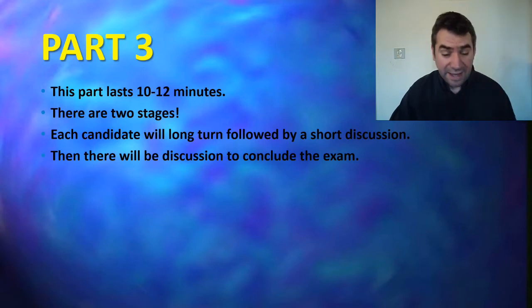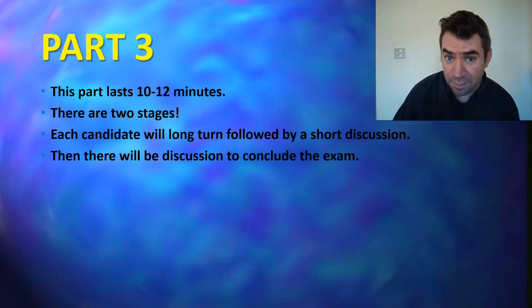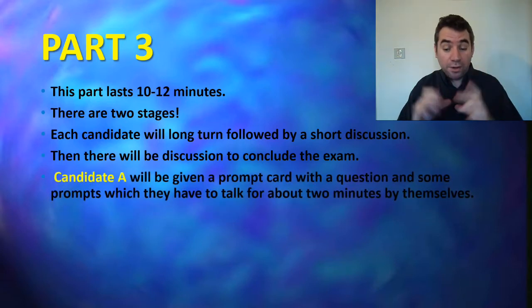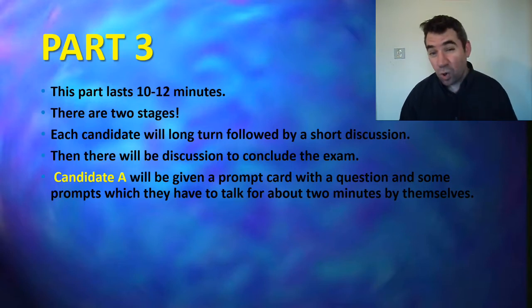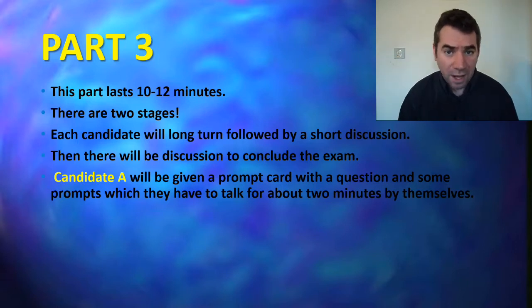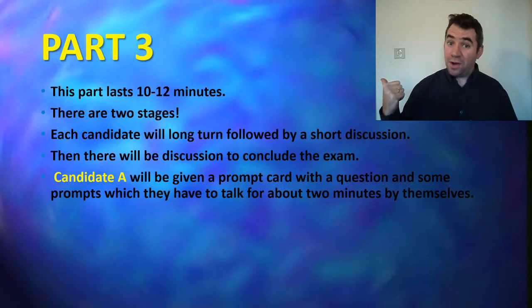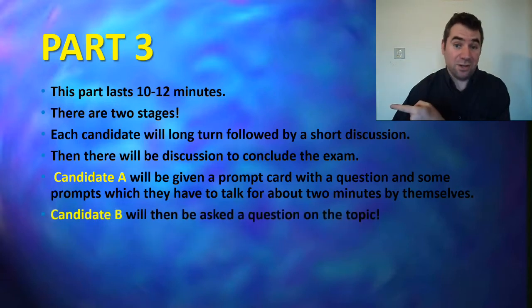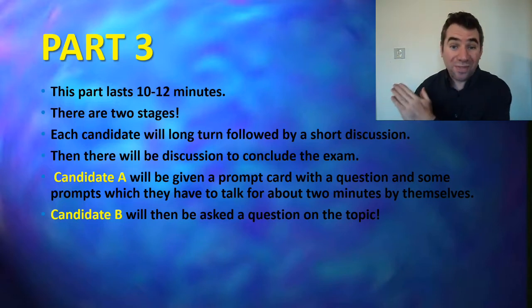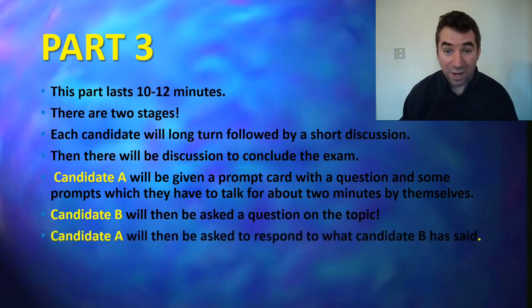So what's going to happen in detail is, let's just use candidate A, candidate B, shall we? Keep things really simple. So candidate A is going to be given a prompt card with a question and some prompts that they have to talk about for 2 minutes. And while this is happening, their partner is just sitting there listening to what's being said. After this, however, their partner will be asked a question linked to the topic. After their partner has answered, candidate A will be asked to respond to what the candidate says, and this is very important, and we're going to cover this again later on.